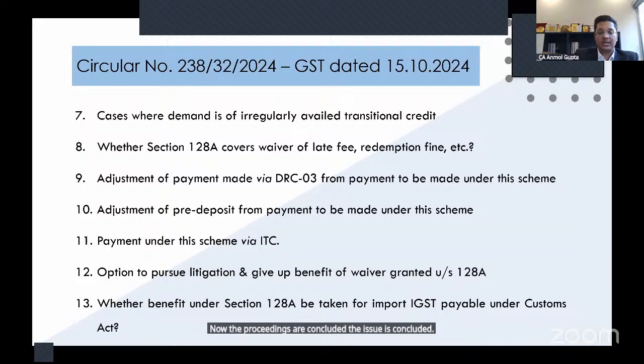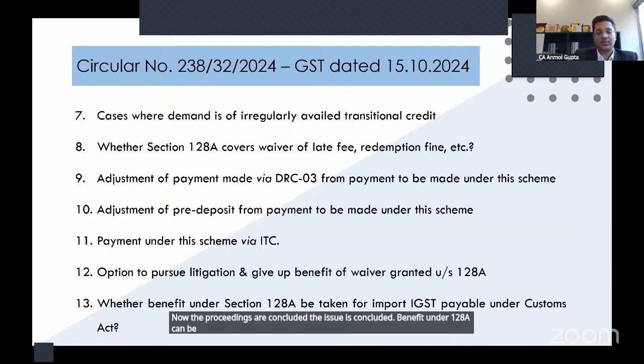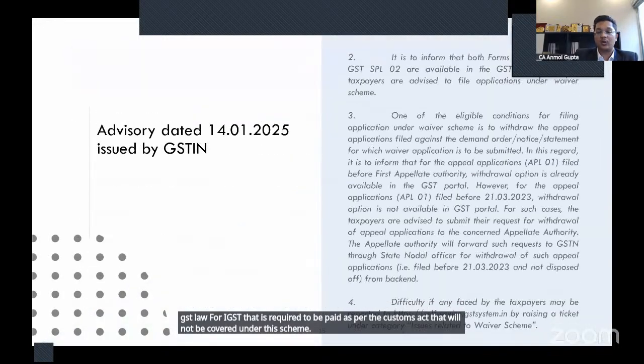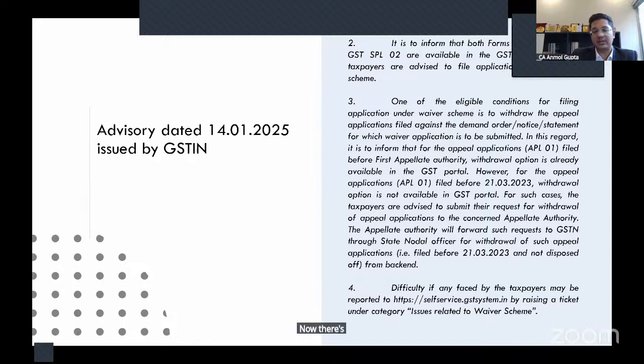Can the benefit under 128A be taken for import IGST payable under the Customs Act? No, the scheme is under GST law. IGST that is required to be paid as per the Customs Act will not be covered under this scheme. Now, there's this very recent advisory that has been issued, a very important advisory.